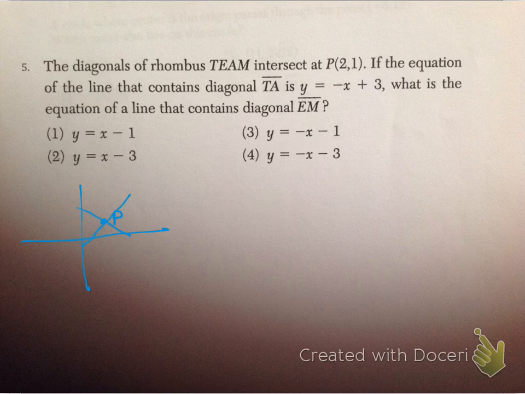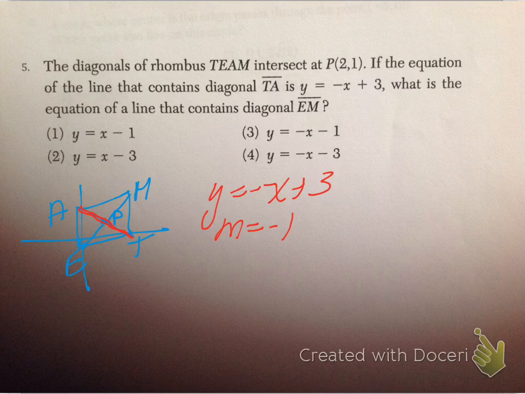Okay, the equation, so this is rhombus TEAM. So I'm just going to close this up. Make our life a little bit easier. So T, E, A, and M. Okay. The equation of the line that contains TA, so I'm just going to do that in a different color. So TA is this line right here. So the equation of TA is y equals negative x plus 3. So I already know that the slope is equal to negative 1. Okay, let's see what they're asking for.